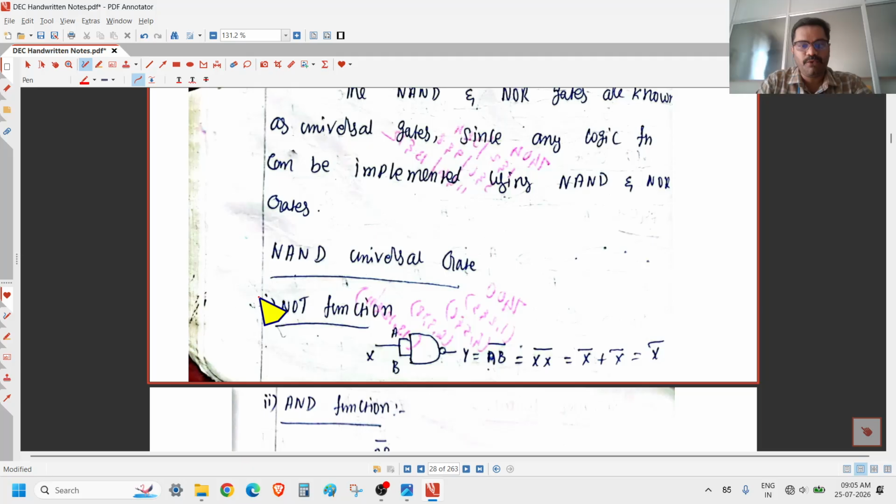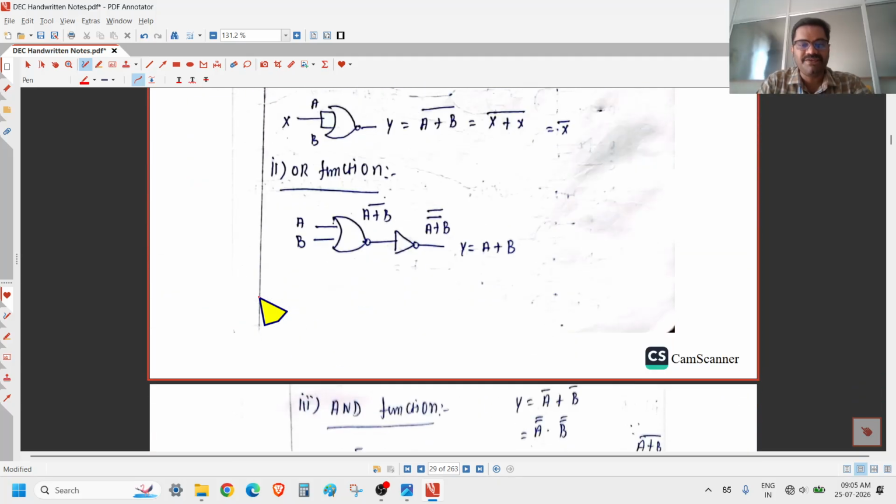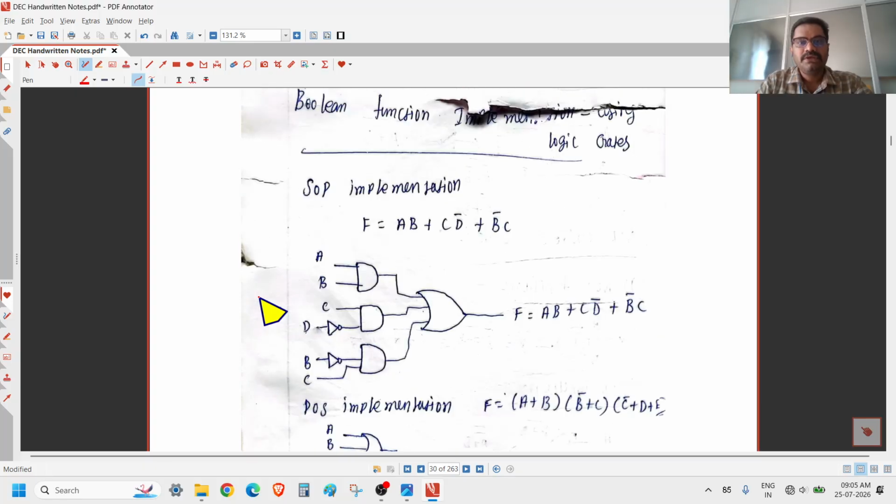Next we are going to discuss the logical function implementation with the help of logic gates. You can see Boolean function implementation using logic gates. For example, here I am mentioning one SOP function, that is sum of products function, f is equal to a into b plus c into d bar plus b bar into c, right? How to implement this logic function with logic gates? It is very simple. For each product term we need one AND gate, two NOT gates are required, and for the whole function one OR gate is required.